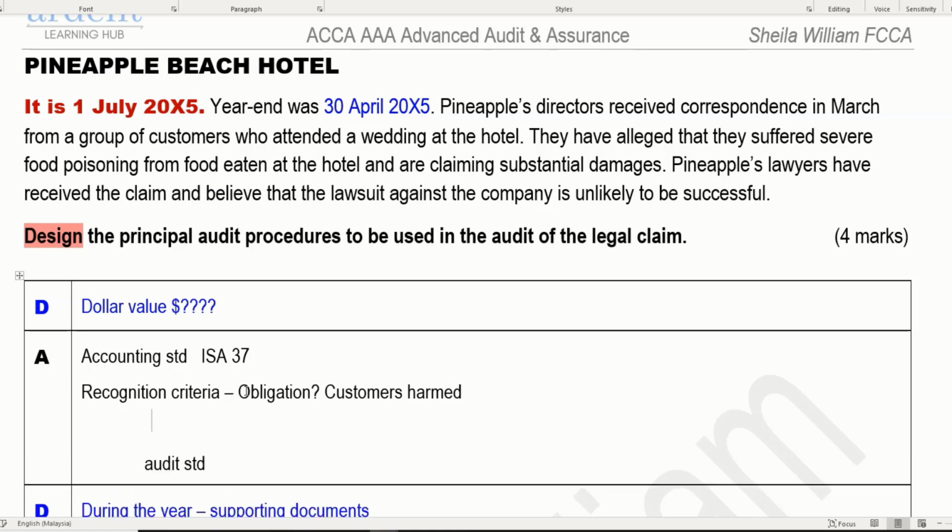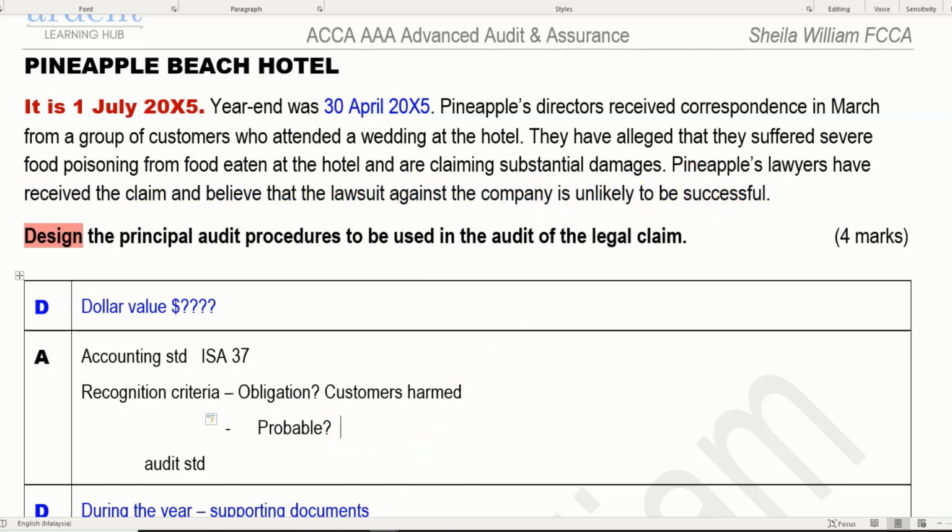Another thing on the area of recognition is to see whether it is probable or not. In order to find out whether it is probable, we have to consult a lawyer. Now, the question tells you that Pineapple's lawyers have received the claim and they believe that the lawsuit against the company is unlikely to be successful. So the lawyers already know about this.